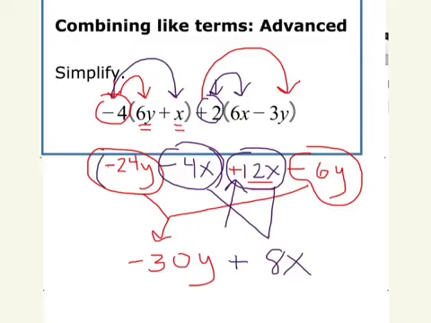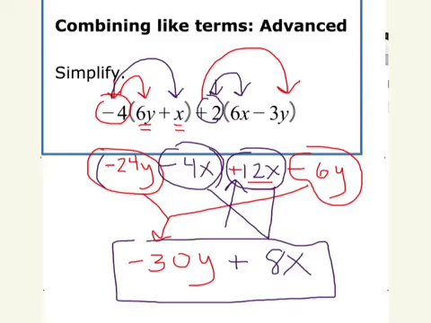Negative 30y plus 8x. If you want, you can switch the order. You could have written this as 8x minus 30y, and it would be the same thing.